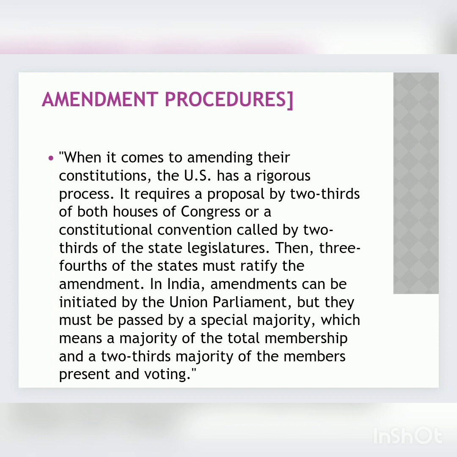Now, the amendment procedures. When it comes to amending their constitution, the US has a rigorous process. It requires a proposal by two-thirds of both houses of Congress or a constitutional convention called by two-thirds of the state legislatures. Then three-fourths of the states must ratify the amendment. In India, an amendment can be initiated by the Union Parliament, but it must pass by a special majority, which means a majority of the total membership and a two-thirds majority of the members present and voting.